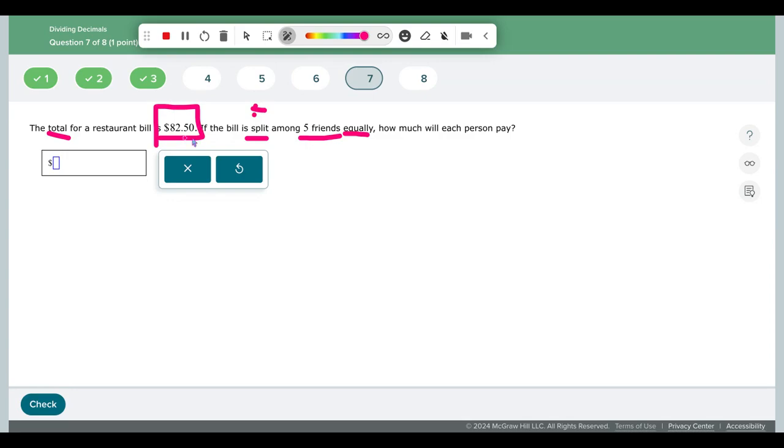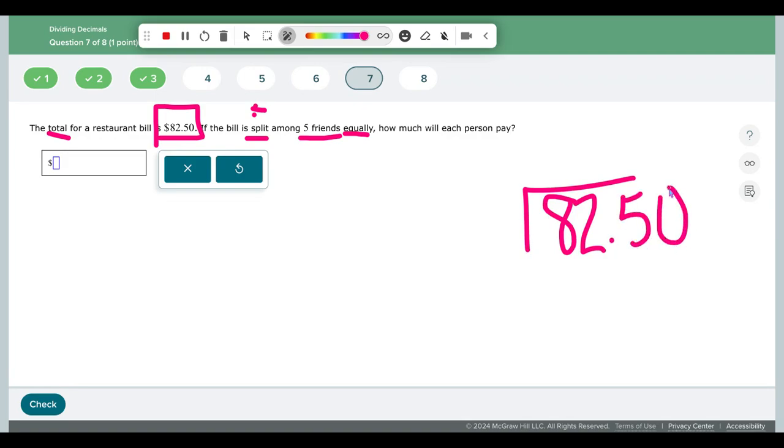So I'm going to take my total, what I'm starting with, and I'm putting that in my box. That's my dividend, right? $82.50. And I'm chopping that up. I'm splitting that bill equally amongst 5 friends. So I'm dividing it by 5. Okay. And then I'm going through the entire process all over again. And this is just like any of the other ones. It's just now my answer is going to represent money, right?